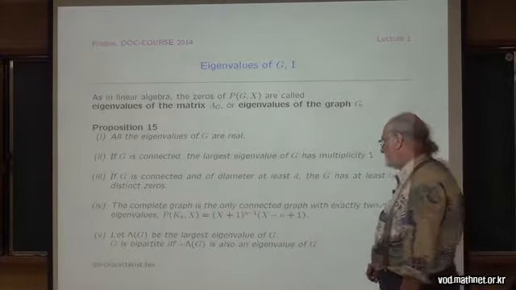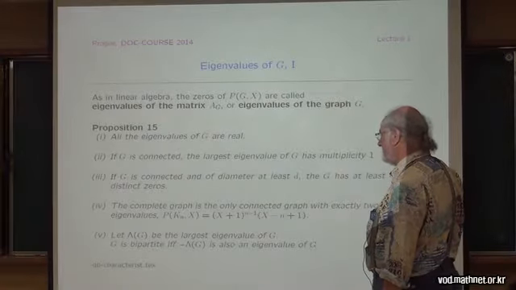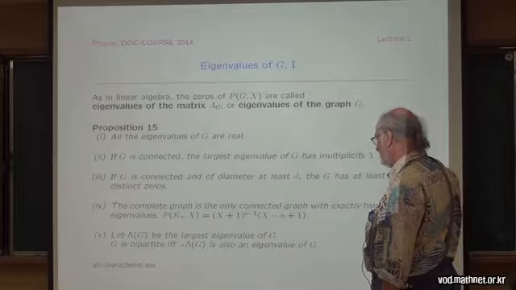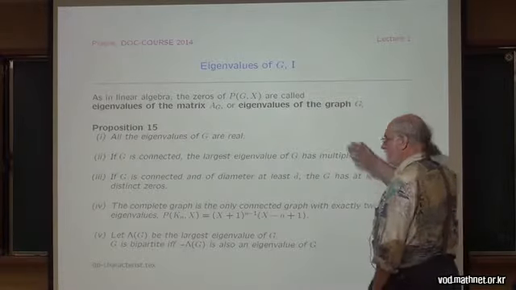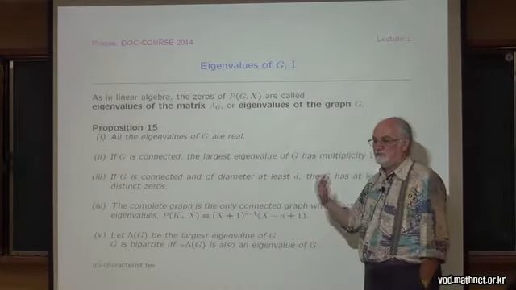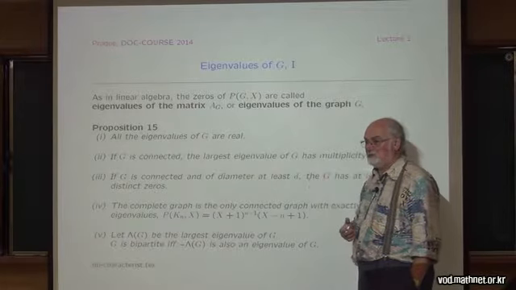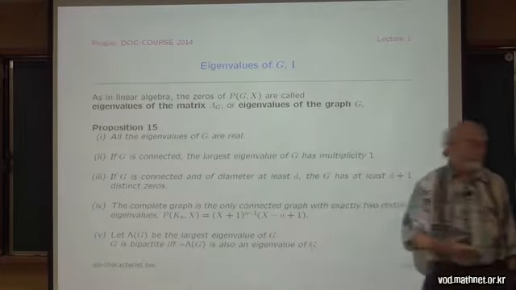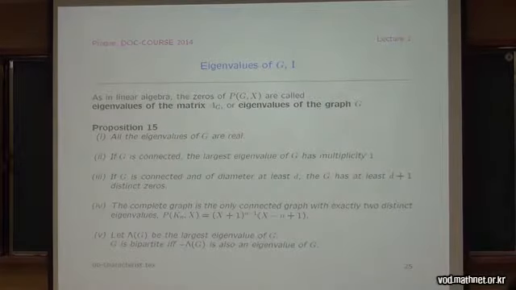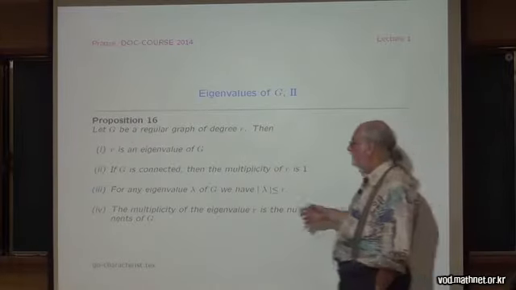And if lambda of G is the largest eigenvalue of G, then G is bipartite if and only if minus lambda of G is also an eigenvalue. So again, this is just to convince you that this seems to be a serious project. If I pick some interesting graph polynomial, I have a chance to get theorems like this. Okay, I could go on more, but I want to show you more polynomials.